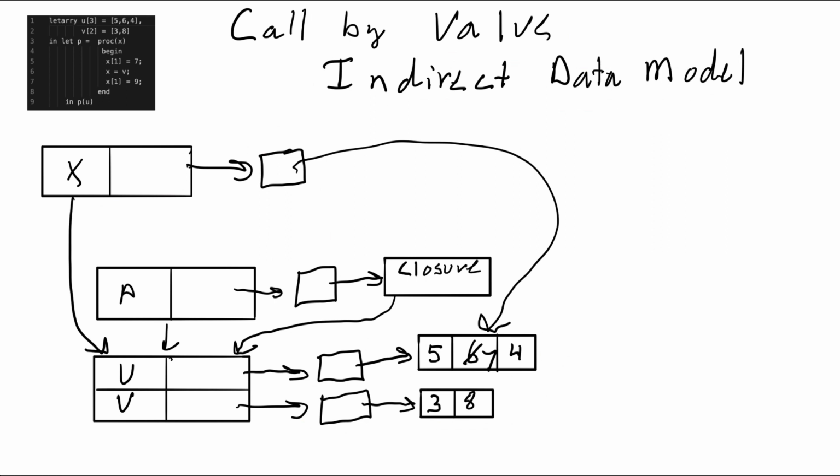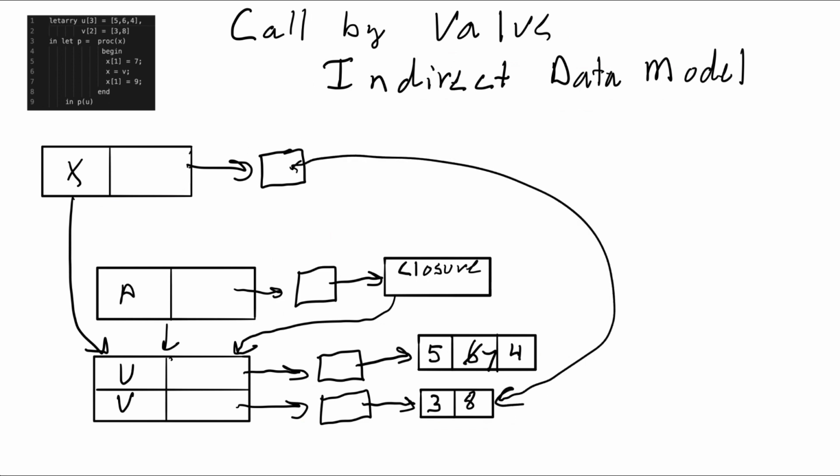And then we're going to assign x to be equal to v. So what that means is we'll erase what x is equal to, or this reference, and now we'll make the reference point to something else. And then we're going to assign v's first element to 9.